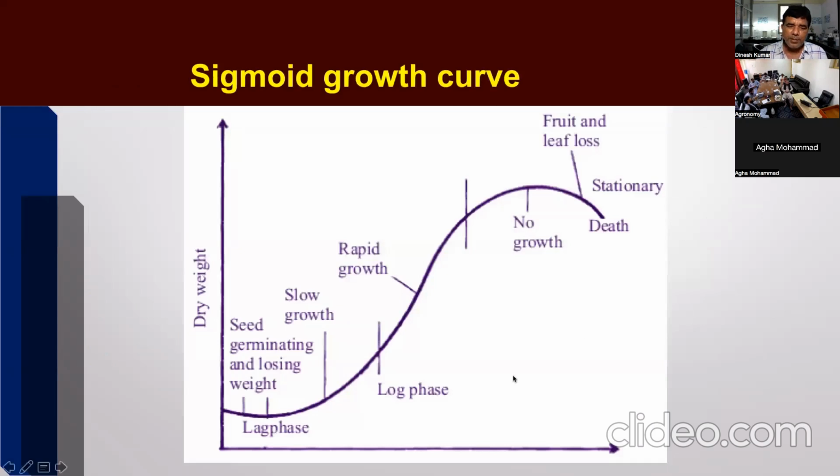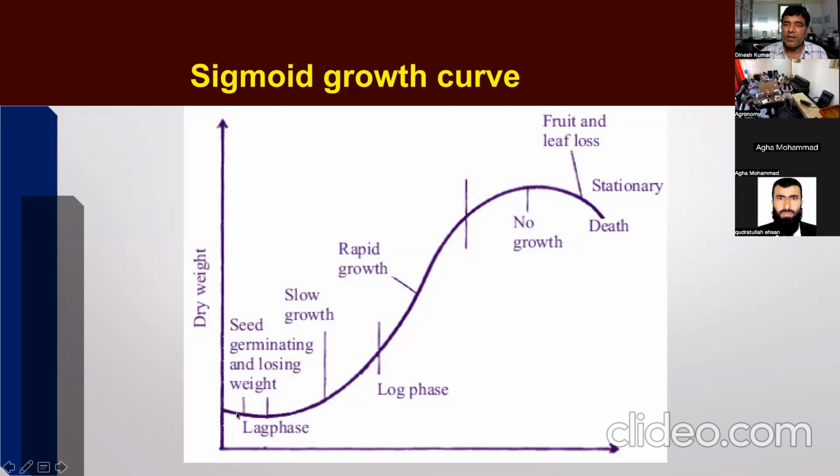Now you can see in this picture, initially the growth. On x-axis, you have any growth factor or time. On y-axis, you have dry weight. So dry weight indirectly tells us the growth. So you can see initially it is lag phase. A very slow increase, or rather slight decrease is there.